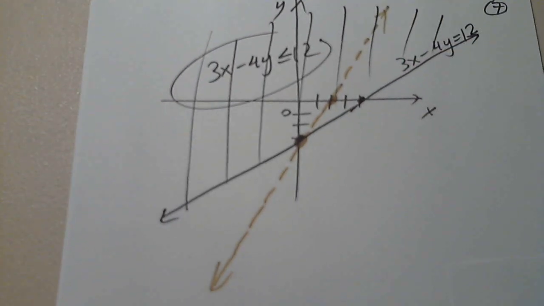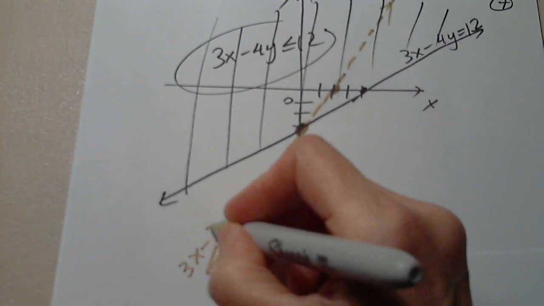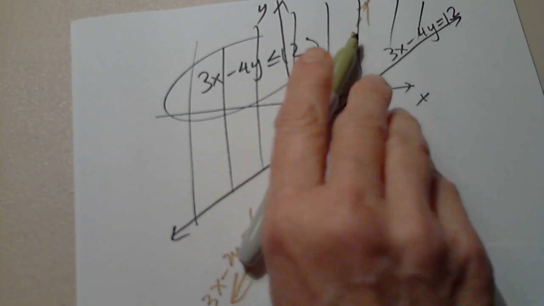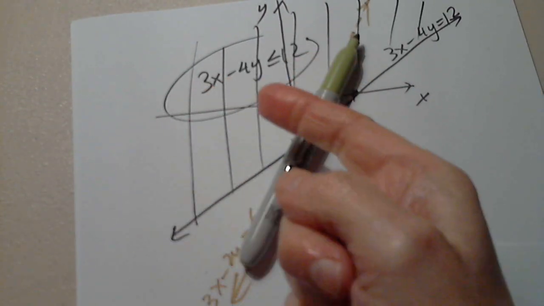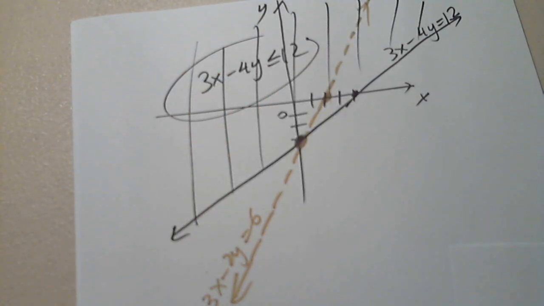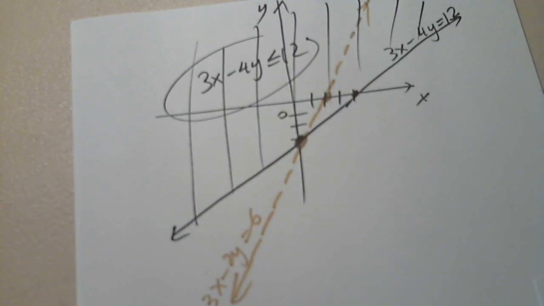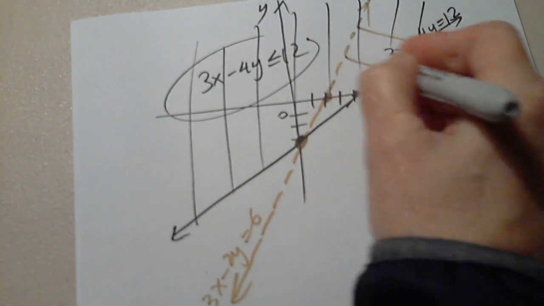This is just the equation 3x minus 2y equals 6. It divides the plane into two regions, above and below. I'm checking the above because that's where the origin is, and I get a false statement. 0 is not greater than 6, so I have to choose the opposite.